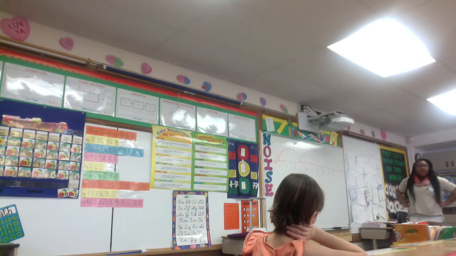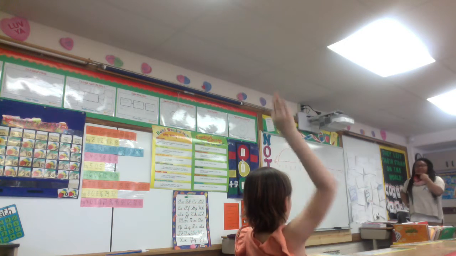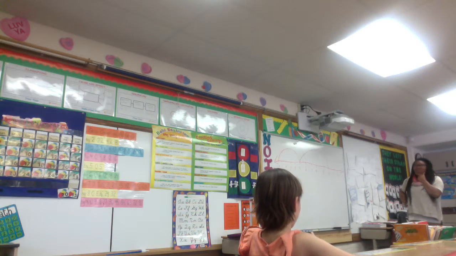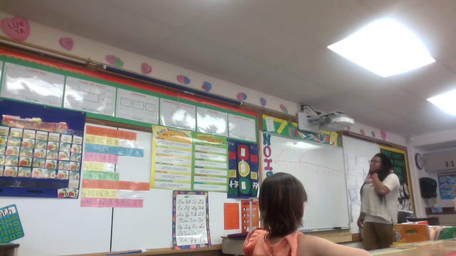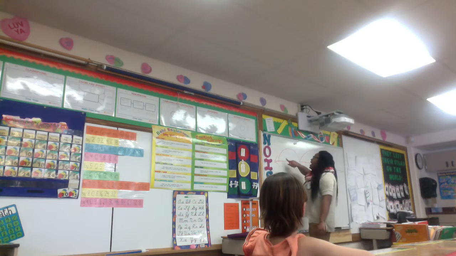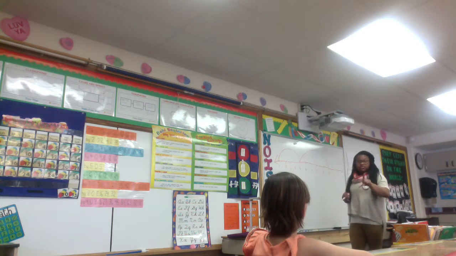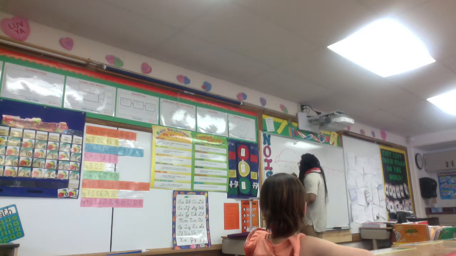Take a look at that. What do you think? 5 times 2. Well, let's see. How many jumps did I make? 2. So I made 2 jumps. So 2 is our first number. That tells us how many jumps. So I have 2 jumps.